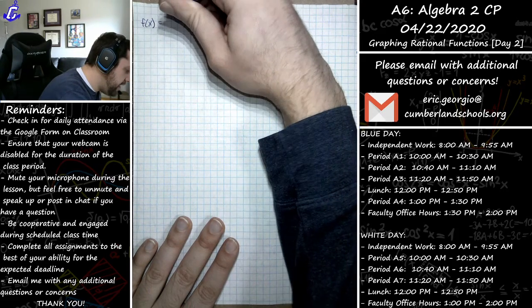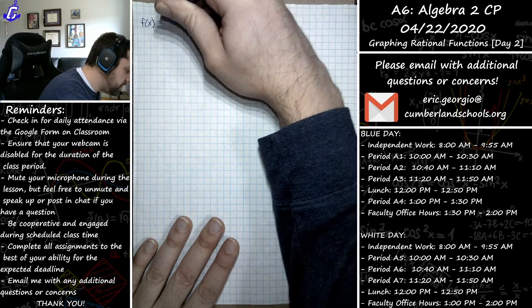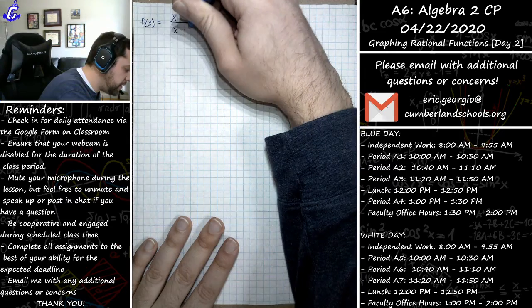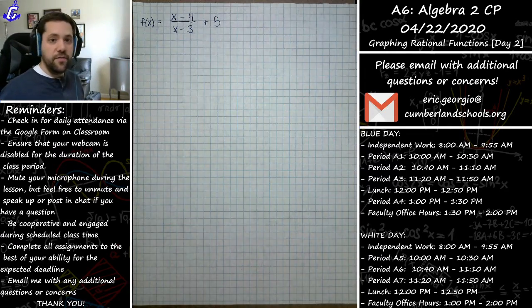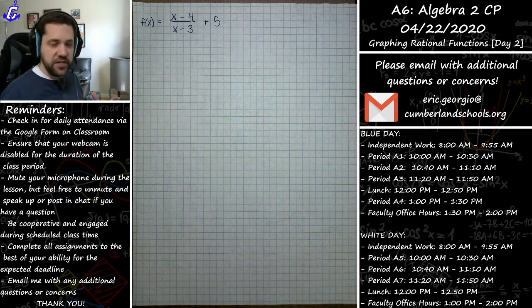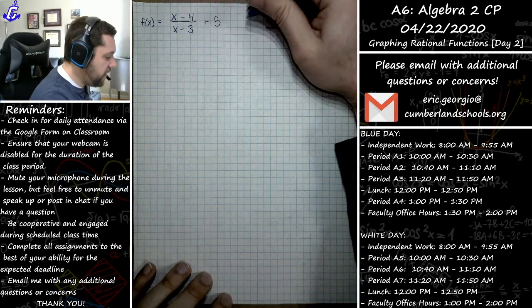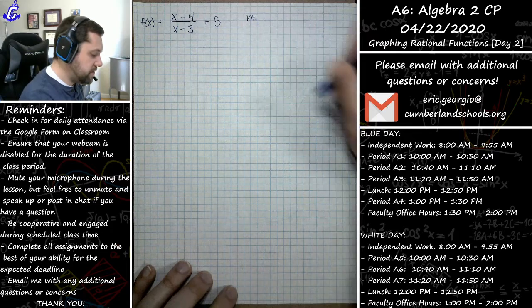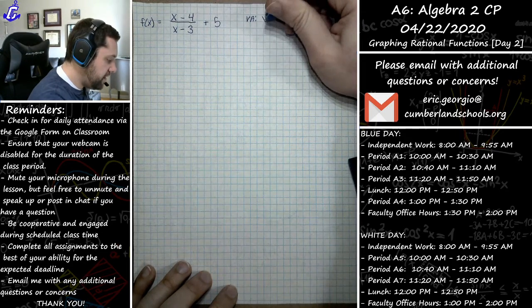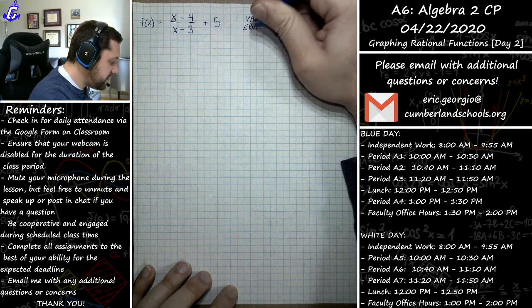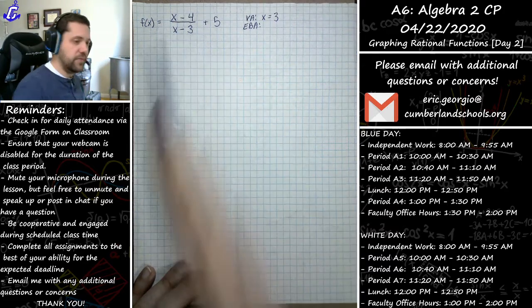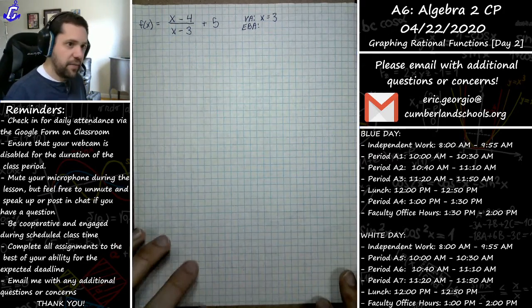We got x minus 4 divided by x minus 3, and then plus 5, just like that. First thing I'm going to do again, it's a rational function. I see that x in the denominator, so we have to identify what the asymptotes are. The vertical asymptote here is x equals 3. The reason why it's x equals 3, by the way, is because 3 minus 3 would result in dividing by 0. But dividing by 0 is bad.